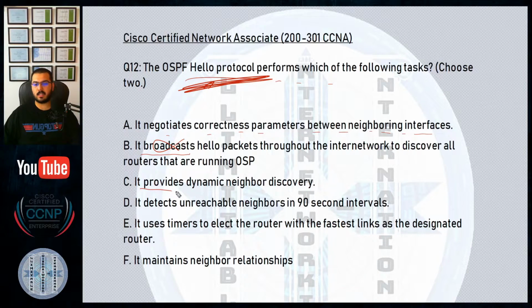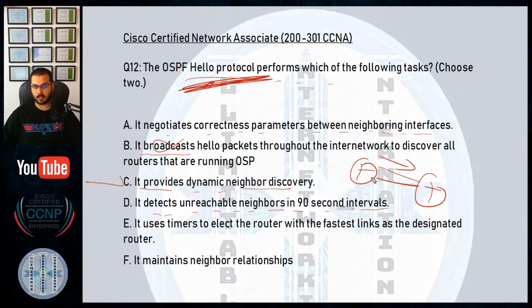It provides dynamic neighbor discovery. Yes, this is why it's there already. It detects unreachable neighbors. Yes, correct. In 90-second intervals. No. Your router will send a multicast hello message to the other router every 10 seconds. The first hello will be in the first 10 seconds. The second hello will be in the other 10 seconds. The third, the fourth. After the fourth hello message and still no response from the other guy, this fourth hello message will declare a dead interval.